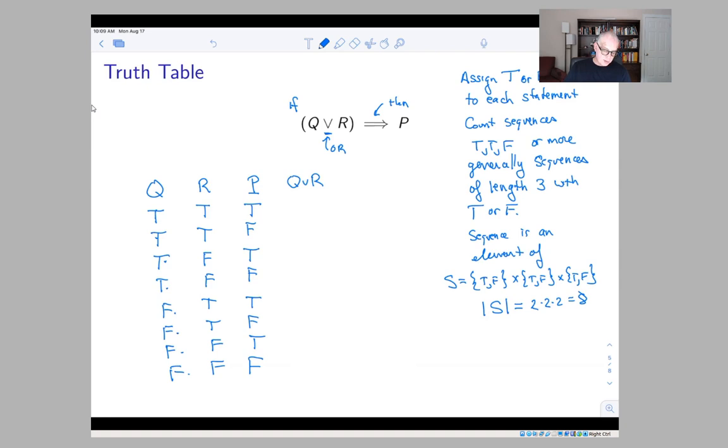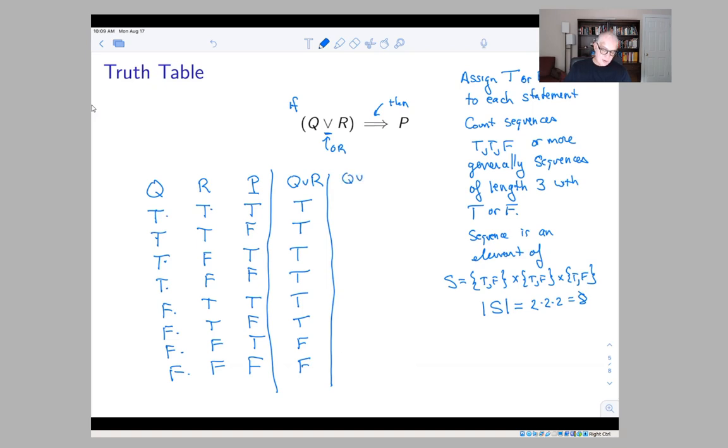Well, Q or R only depends on the first two columns of my table. And remember that OR just requires one or the other of the two statements to be true for it to be true. So since Q and R are both true here, it's true. It's true here. Here Q is true. Here Q is still true. Here R is true. Here R is true. But here they're both false. So at the bottom there, those are the only ways in which Q or R can be false, is if both Q and R are false, regardless of what happens with P.